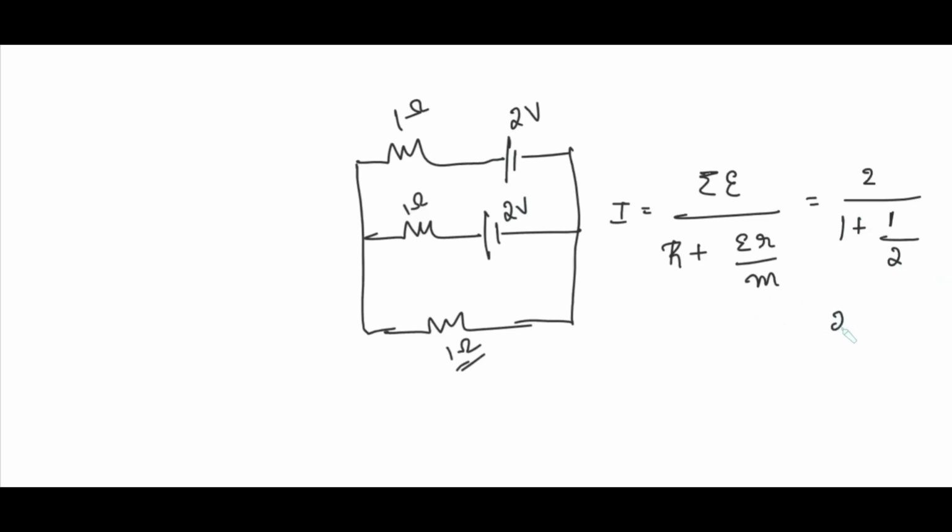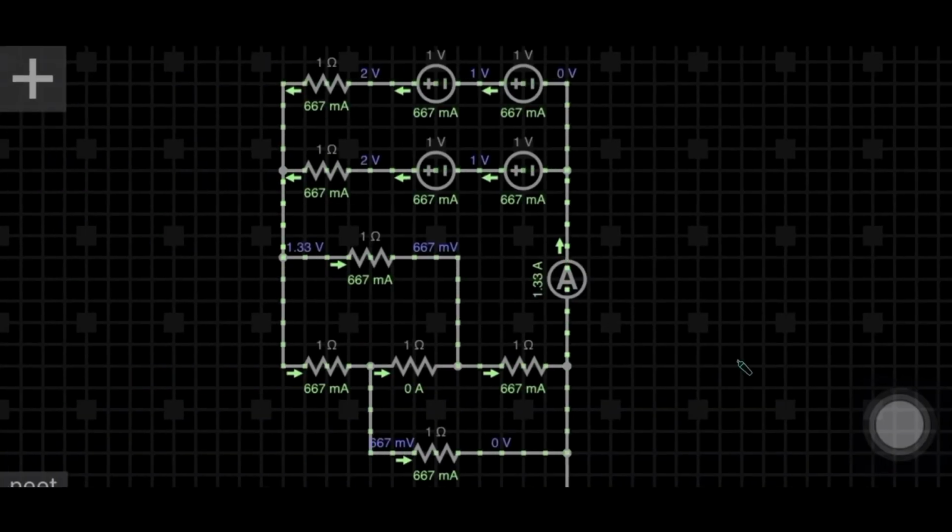So the answer will be 2 by 1.5, which will be equal to 4 by 3, which will be equal to 1.33 ampere, which you can see over here, which is 1.33 ampere.